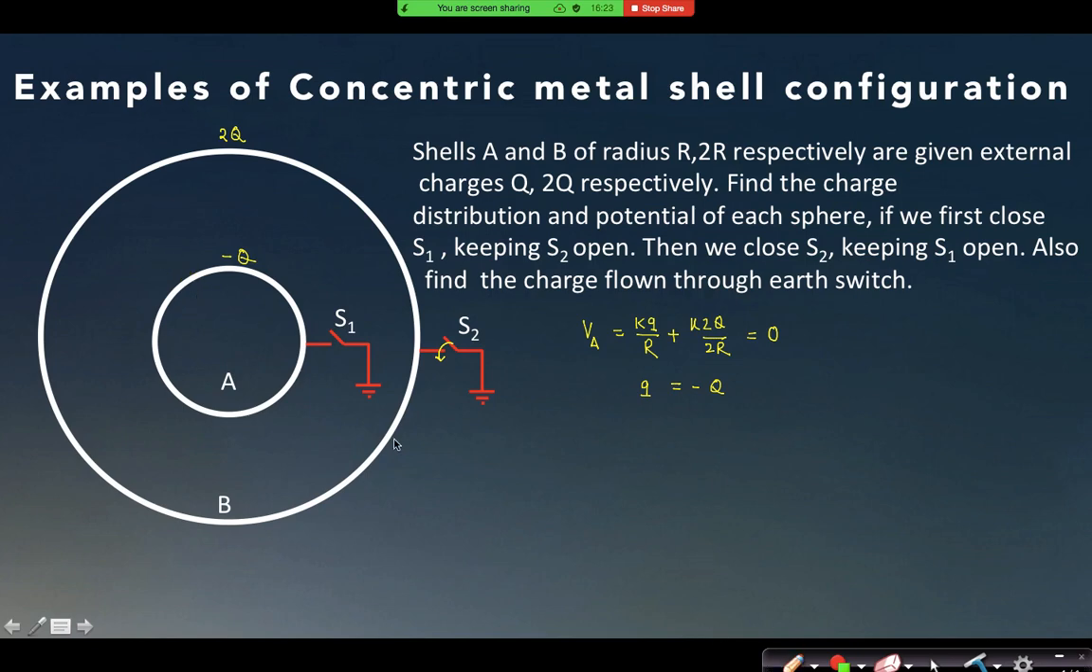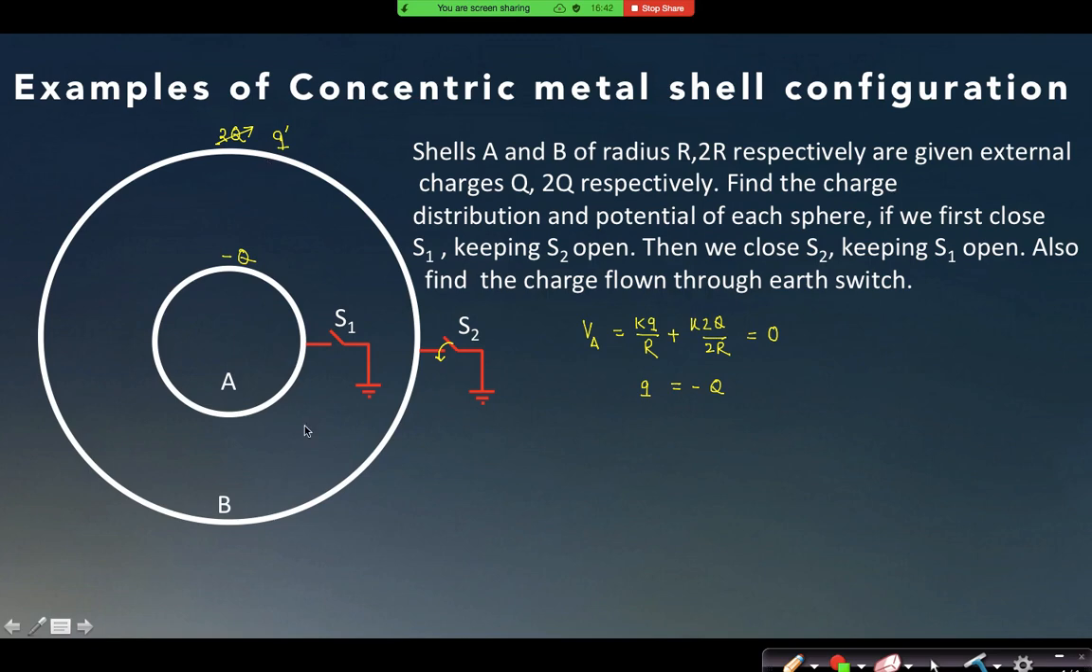Okay. So in the second question, as I have opened the switch S1, the charge minus q will remain intact on shell A. But the charge on shell B will not be plus 2q. Instead, I have assumed the charge on shell B, suppose it is q prime.